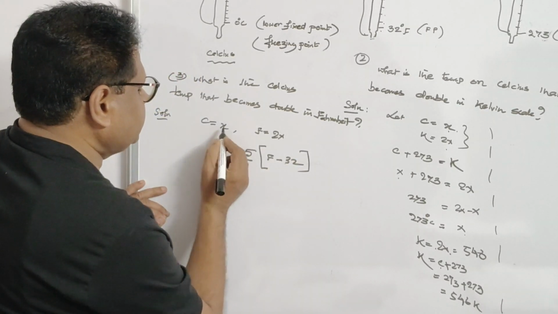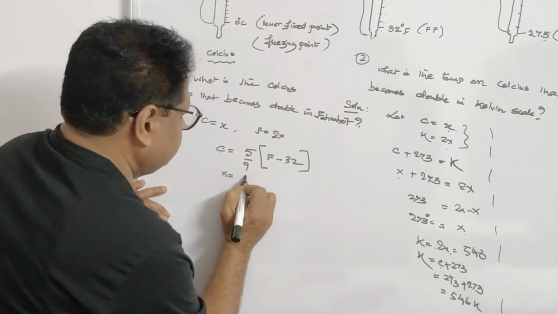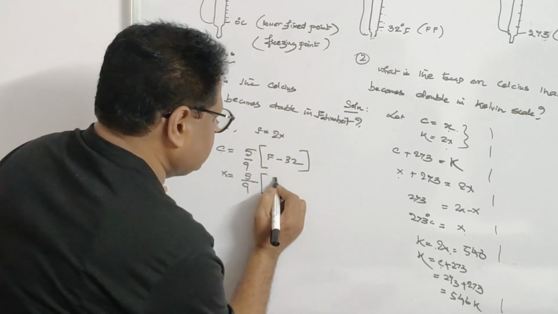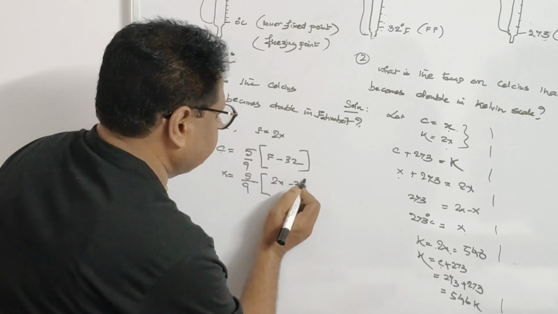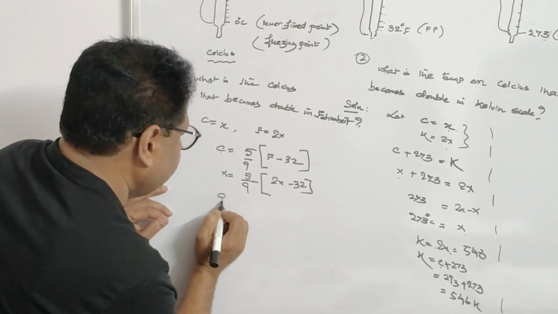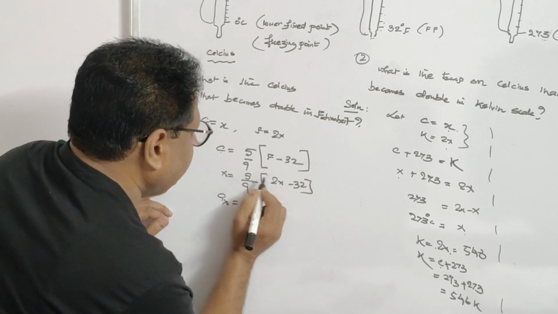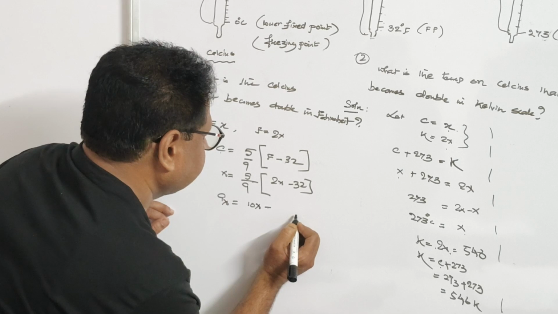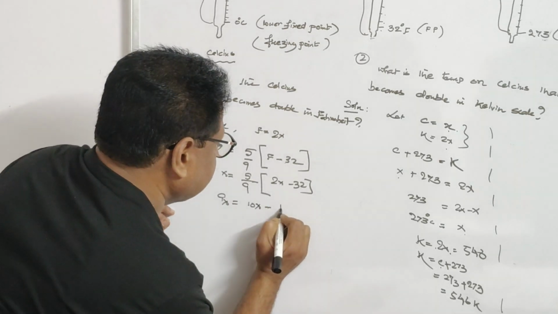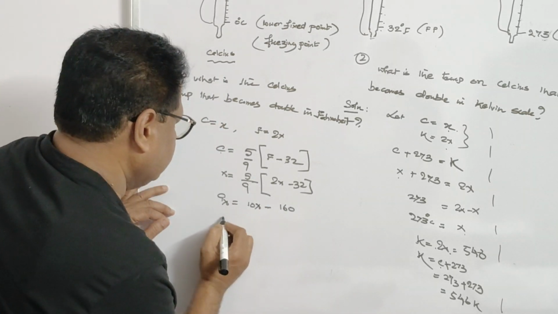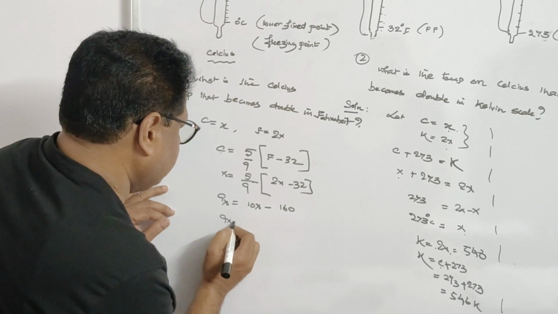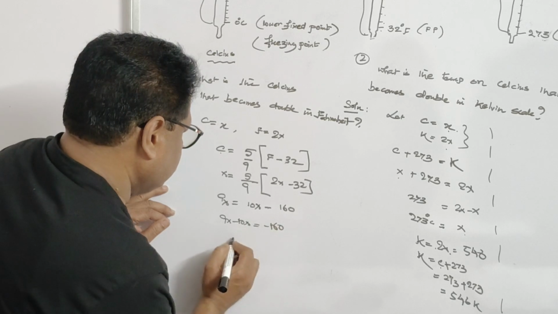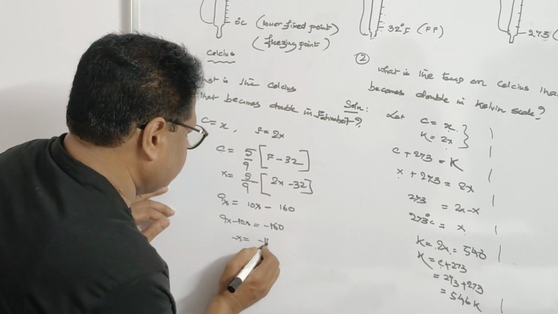Here put Celsius as x and Fahrenheit as 2x, right? Now cross multiply. 9x equals 5 times 2x, that is 10x, minus 5 into this, that is 160. So that brings 9x minus 10x equal to minus 160. So minus x equal to minus 160.